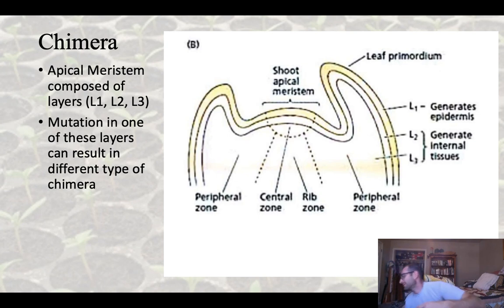Hold on, my dog's jumping down. There you go. Xylem, phloem tissue, etc.